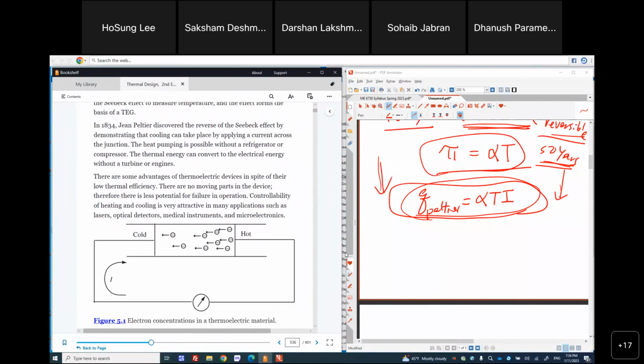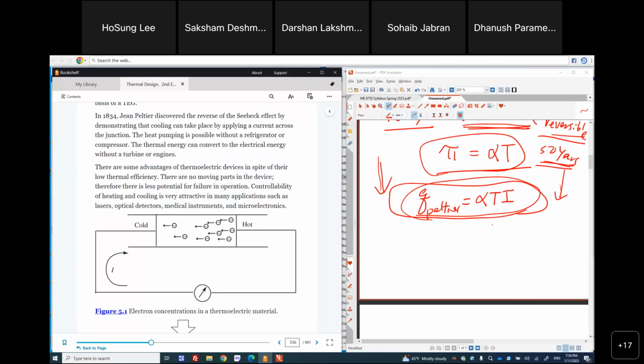So, knowing the effect, what happened? Okay. Students, you can raise questions, any question. You have a right to raise questions.